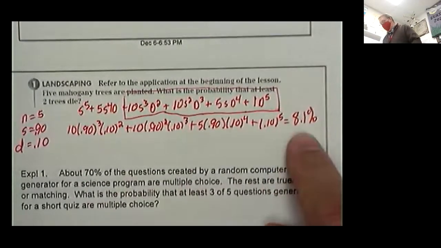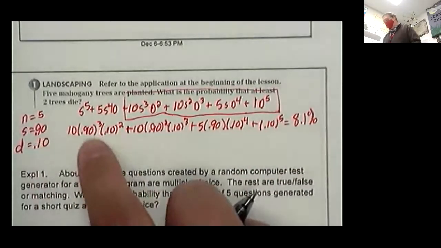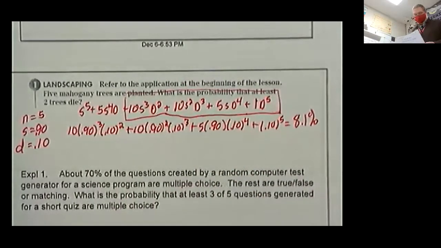Why is that so small? Because most trees survive. So the chances of 3 trees, 2 trees, 1 tree, or no tree surviving are really small. So that gives us a really small percentage. How else could we do that? Well, there's another way we could do that. And it actually would be a little bit faster, and that is to look at the complement.